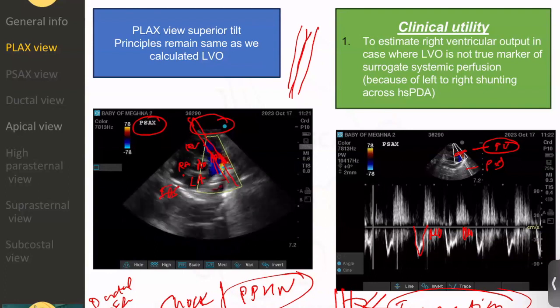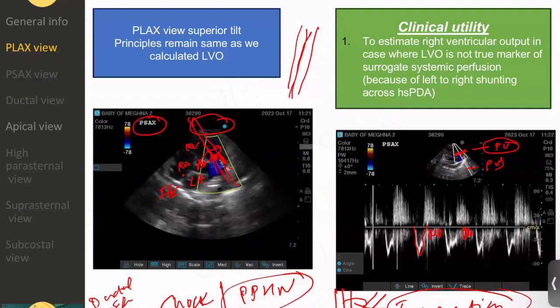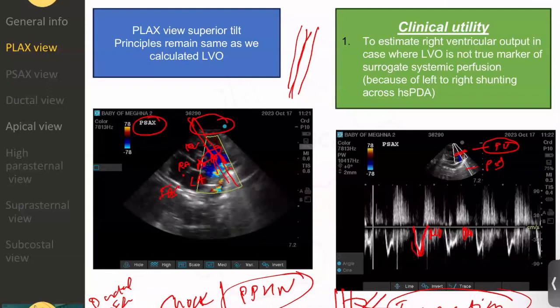So the principle remains the same. One is diameter. For diameter, you freeze the image, and after freezing the image, you can assess the diameter. I will show you where. Then you do the pulse wave Doppler, and on the pulse wave Doppler you estimate the stroke volume by estimating the velocity time integral. Once you estimate the velocity time integral, the formula remains the same. And what was the formula?